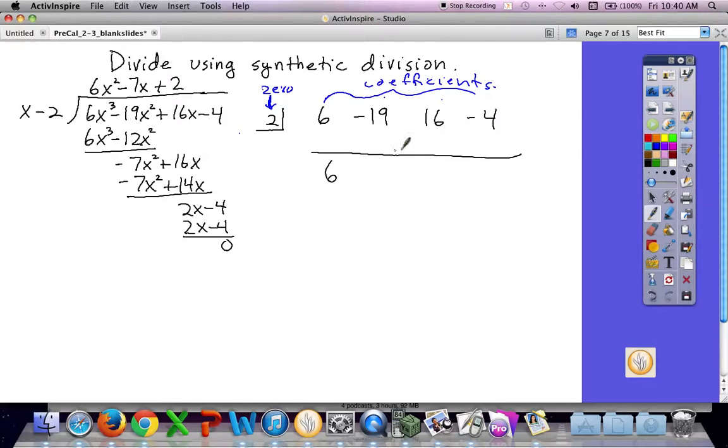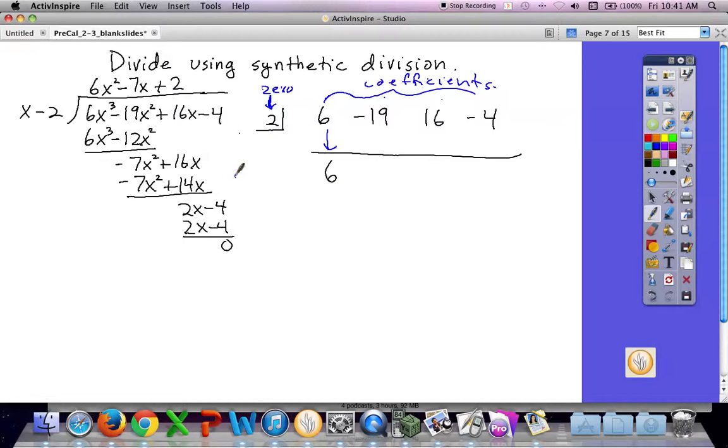Okay, then you draw yourself a line that leaves you a space to write in another row of numbers, and you bring down the first coefficient below the line. Okay, that's all just setting it up so you can start to do the problem. Right? There should never be a number here, right? That's a blank space. The 6 is below the line.